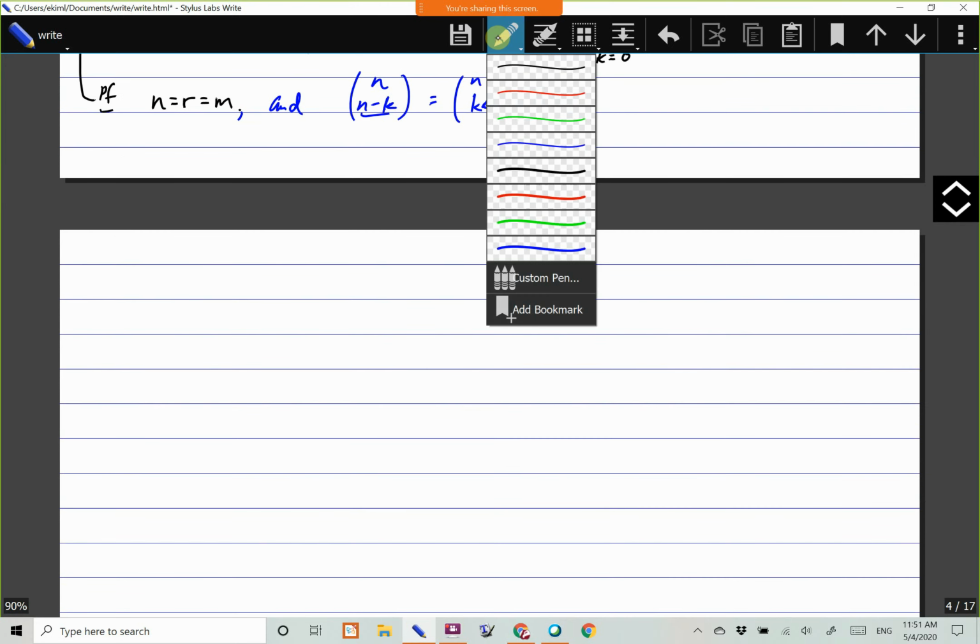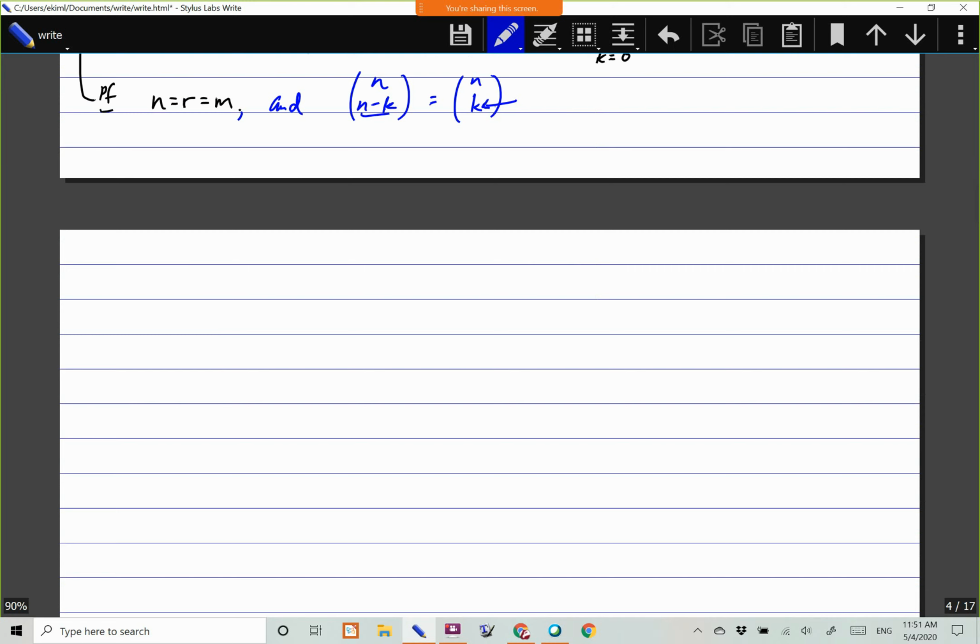I'm going to give you a moment to think about this next one. Theorem: the sum from k equals 1 to n of k times n choose k equals n times 2 to the n minus 1. And I want to give you a hint in starting this. I want you to come up, of course, with two ways of counting the number of ways of selecting a committee.